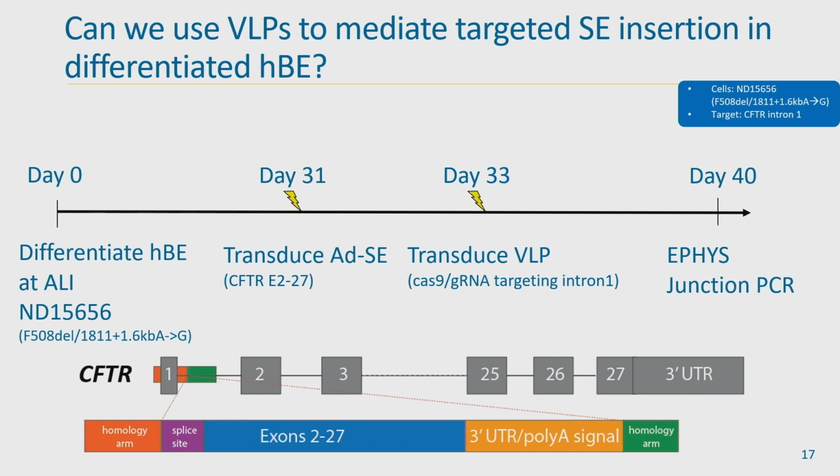So we differentiated our HBEs at ALI using the Vertex differentiation media for 30 days, after which we transduced with an adenovirus delivering our super exon CFTR HDR donor template, coding for CFTR exon 2 to 27. After a couple days of recovery, we then transduced the cells again with VLPs delivering our Cas9 guide RNA RNP complexes targeting CFTR intron 1. And then a week later, we ran our electrophysiology assays and junction PCR to confirm targeted super exon insertion.